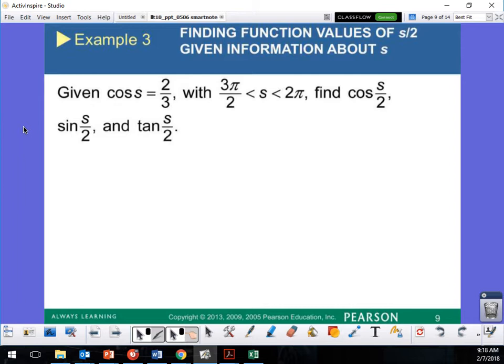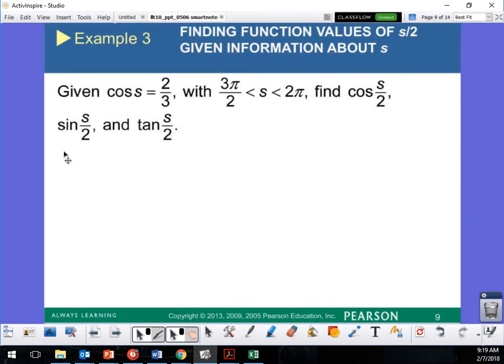Cosine, we know cosine is what over what? X over R. In this case, it's X over R, right? It's not an identity. Identity is just X over 1 because my radius is 1 in an identity. But for regular, it's going to be X over R. Now for this case right here, I know that X is 2, R is 3, and Y I don't know yet.